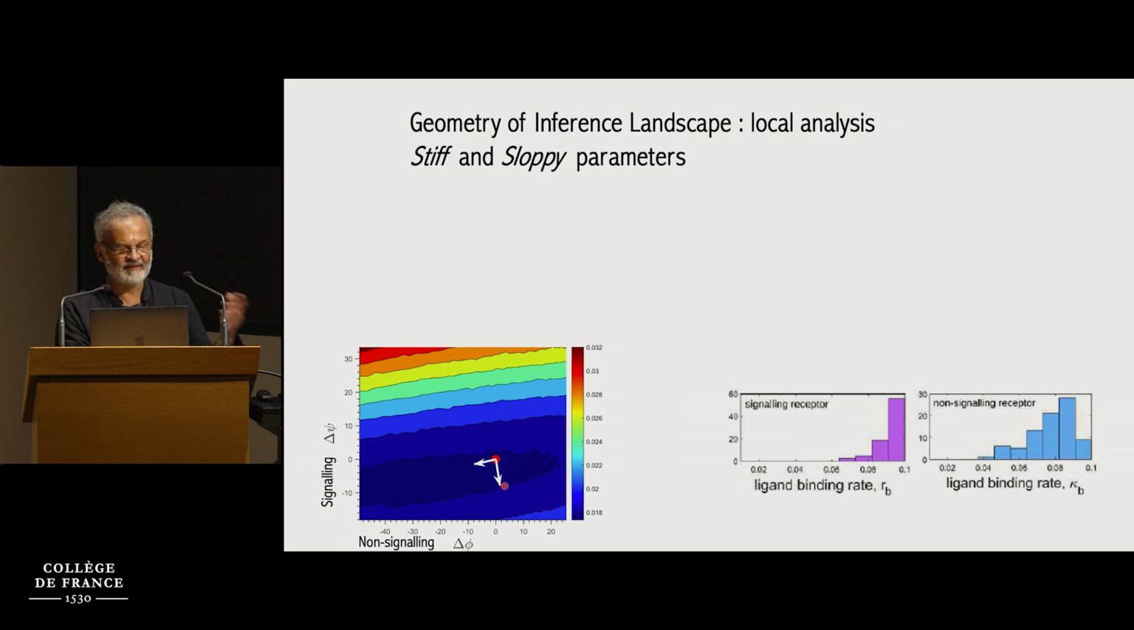Any variation along that, the system does not care because the inference error doesn't change too much. Similarly, if I look at the binding rate of the signaling receptor, it's very sharply peaked at one end of the allowed distribution of ligand binding rates, whereas the non-signaling receptor is much more promiscuous. Hence, justifying the name: this particular receptor is non-signaling, very promiscuous, can bind to many different kinds of ligands, whereas the signaling receptor is much more constrained or fixed.